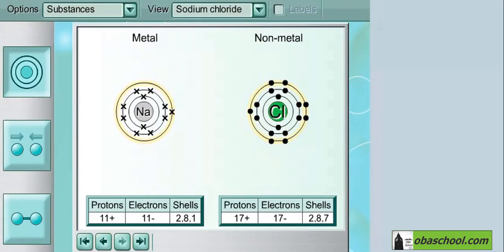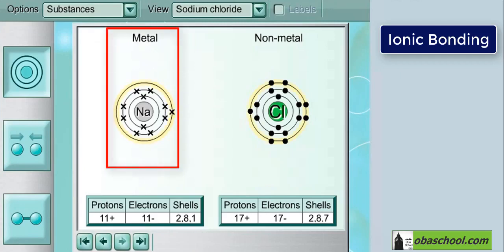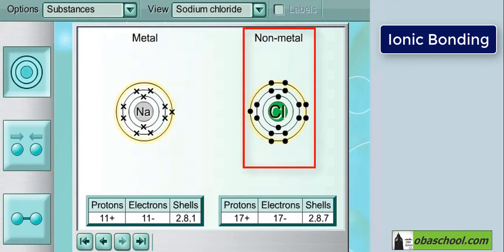In this simulation, we are going to explore ionic bonding. Ionic bonding occurs when a metal, such as sodium, combines with a non-metal, such as chlorine.